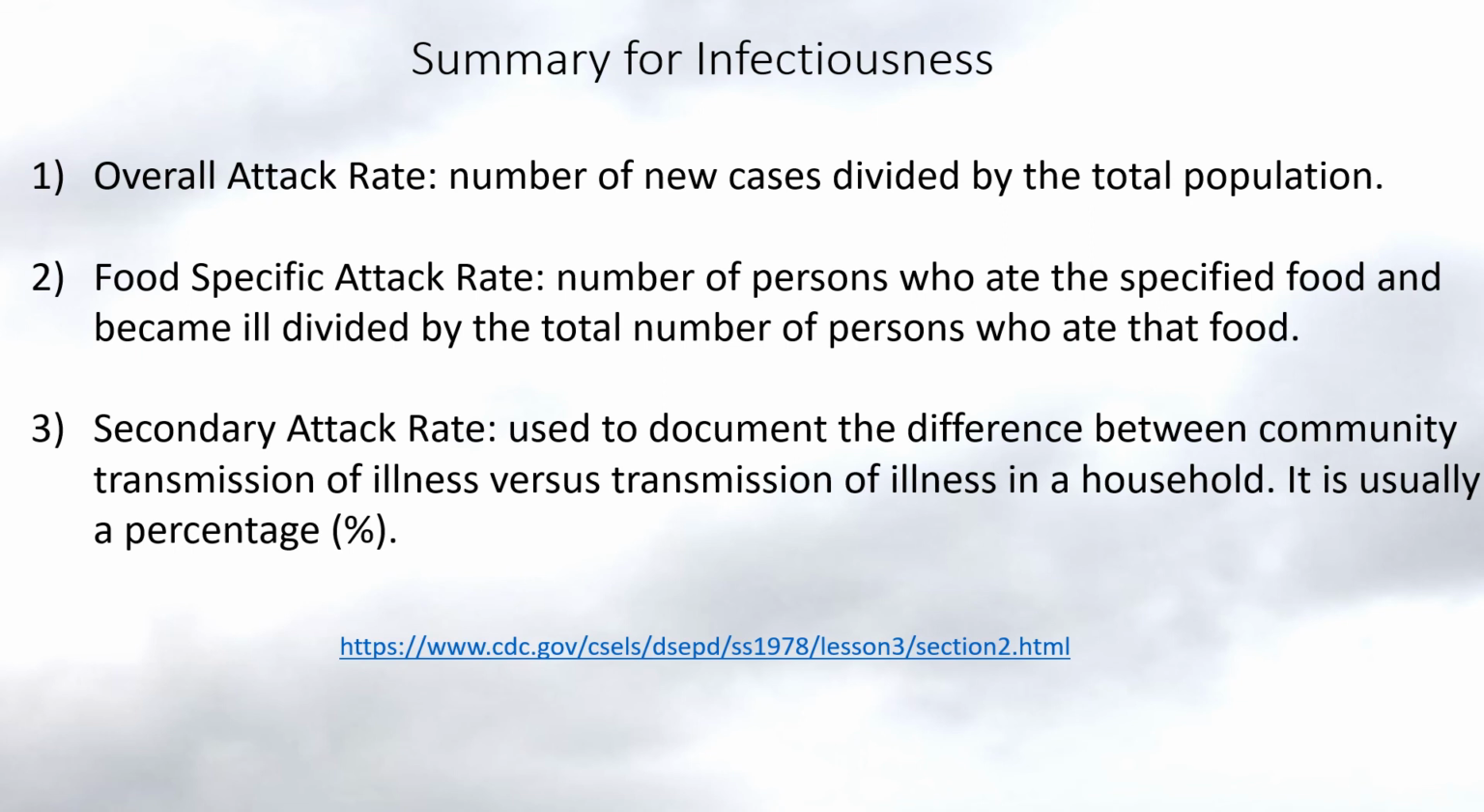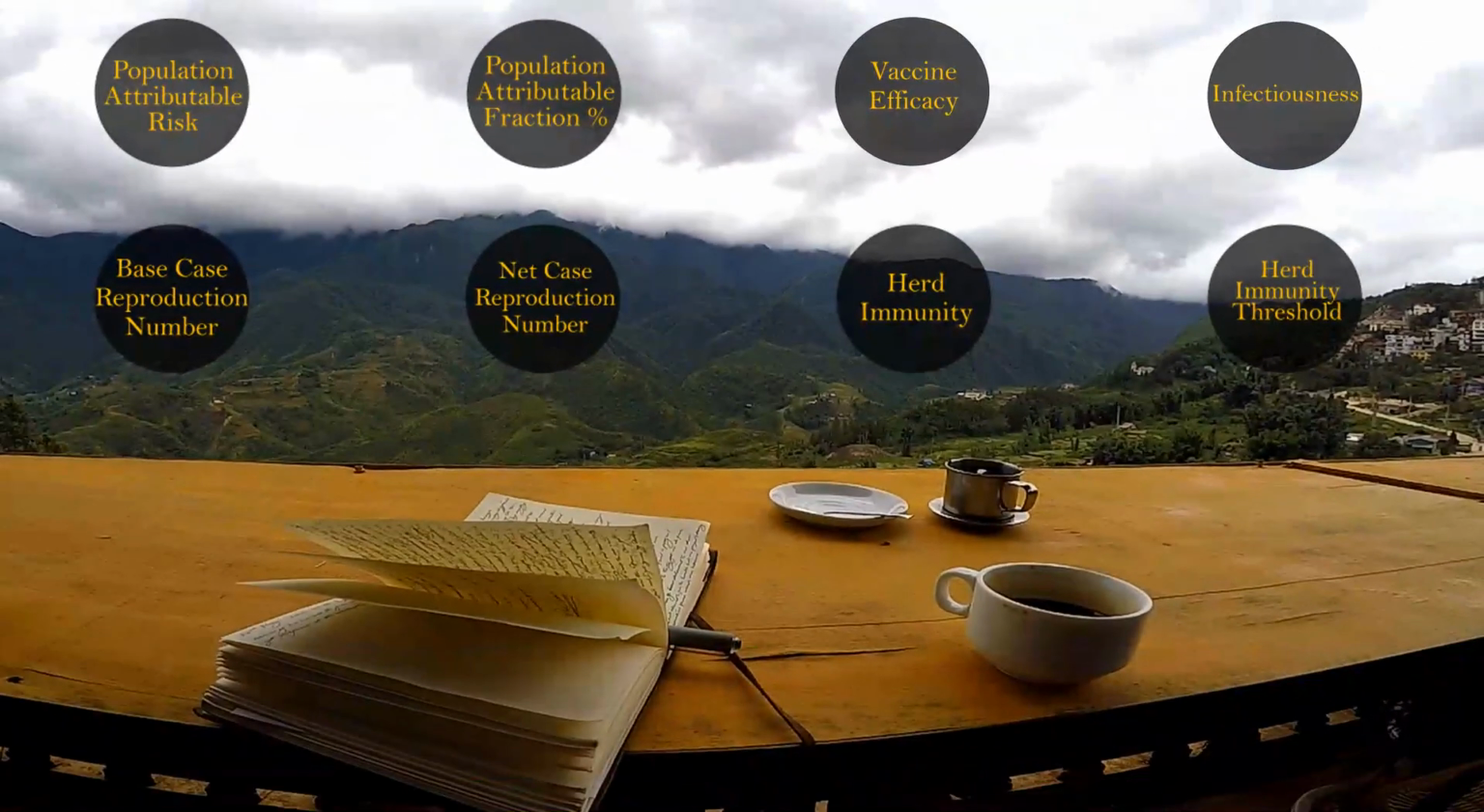A summary of it for infectiousness. The overall attack rate, numbers of new cases divided by the total population. Food-specific attack rates, number of persons who ate a specified food and became ill divided by the total number of persons who ate that food. Secondary attack rate, used to document the difference between community transmission of illness versus transmission of illness in a household, usually as a percentage. This is a good link to a CDC document if you want any further information. So that is infectiousness.